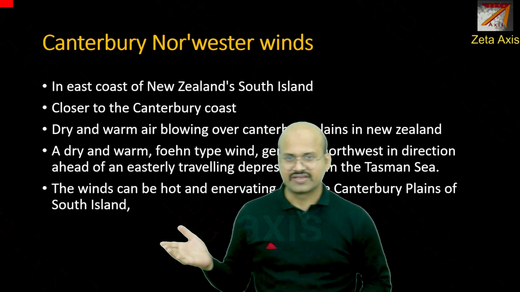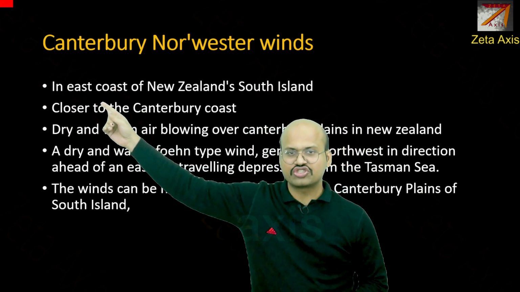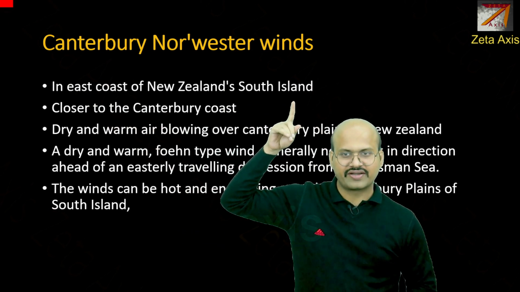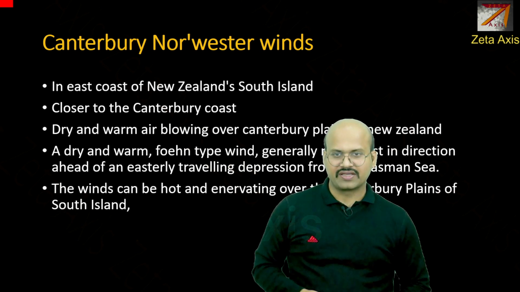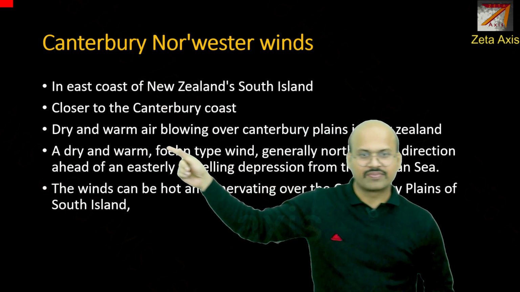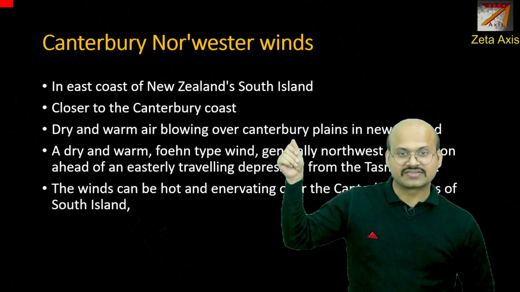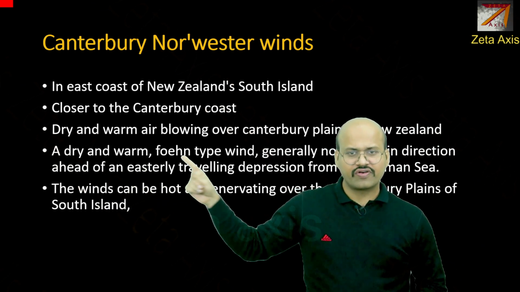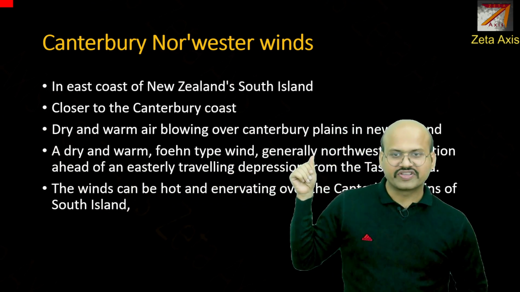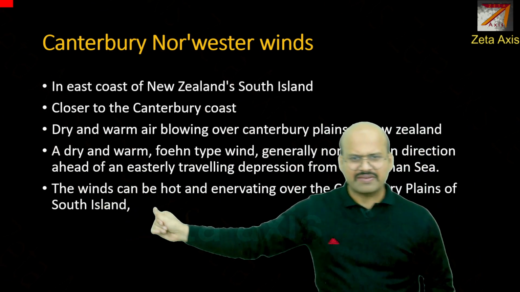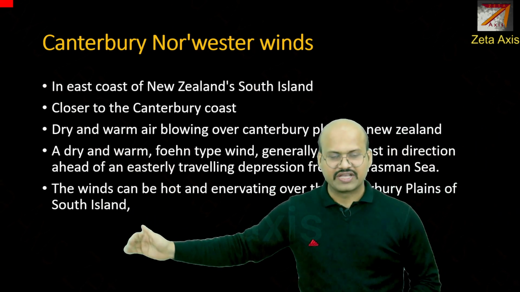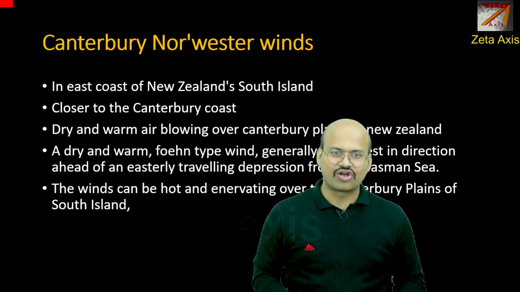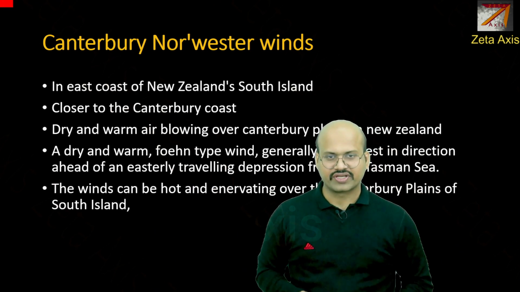This is the summary. Here we can see that it is on the east coast of New Zealand's South Island and they are closer to the Canterbury coast, that is the coast near the plain. Dry and warm air blowing over the Canterbury plains. They are also of Foehn type and generally northwestern direction. The winds can be hot and inverting over the Canterbury plain. So these winds become warm because they are descending these mountains.